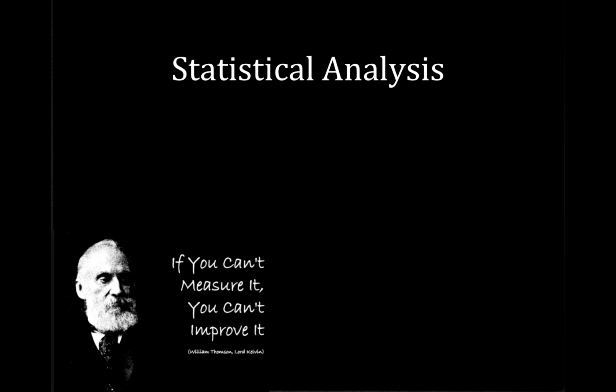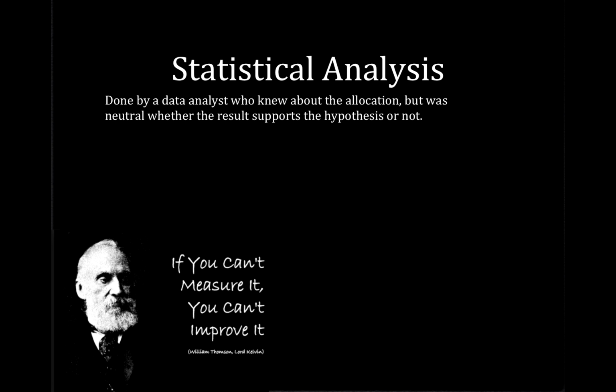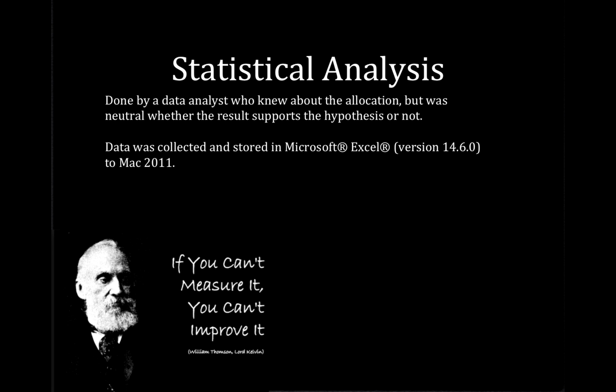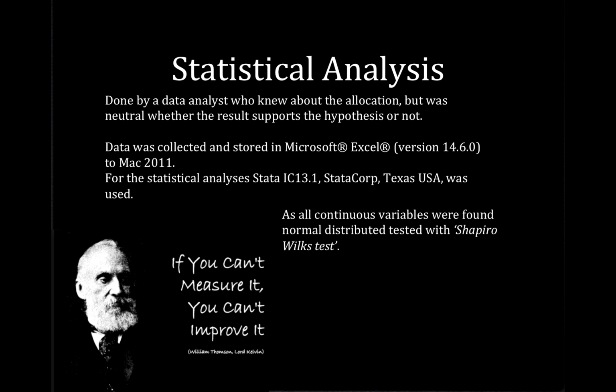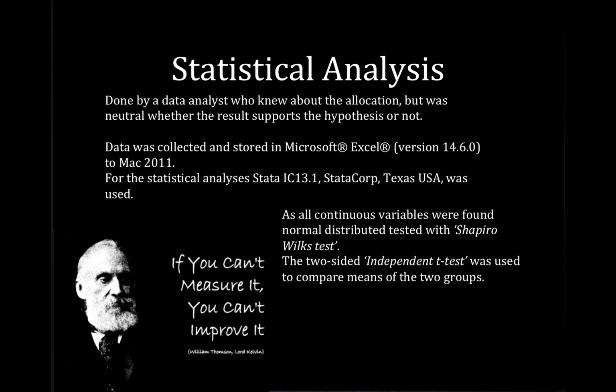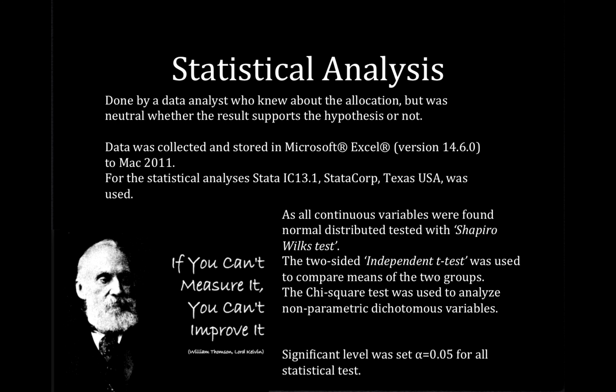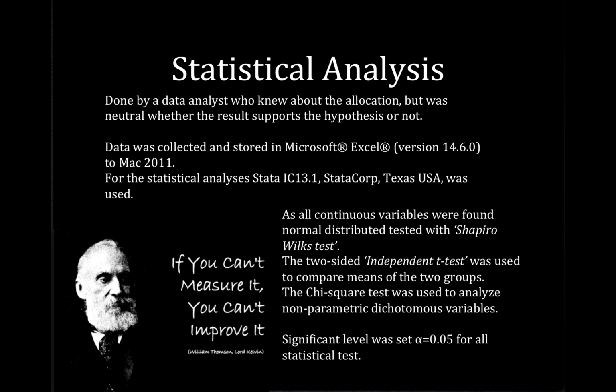The statistical analyses were done by an analyst who knew about the allocation but was neutral as to whether the results support the hypothesis or not. All data was collected and stored in Microsoft Excel, and the analyses were done by a special program. All the continuous variables were found normally distributed, tested with the Shapiro-Wilk test. A two-sided independent t-test was used to compare the means of the two groups, while a chi-square test was used to analyze the non-parametric variables. Significance level of this study was set to alpha 0.05 for all statistical analyses.